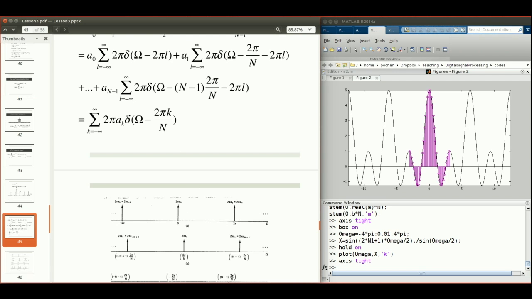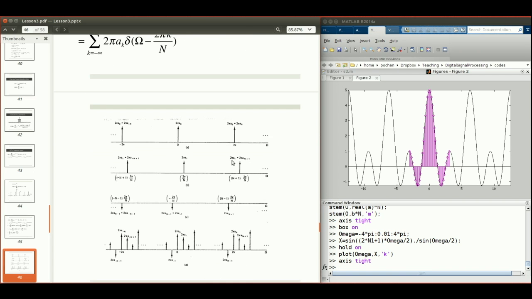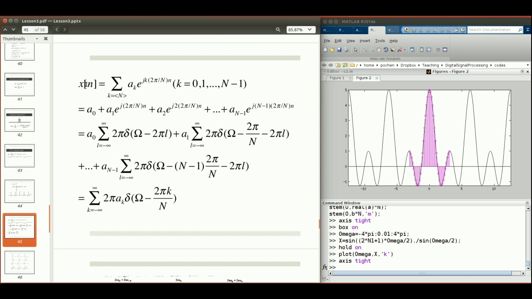And then for the second term, it's another impulse sequence, right? But the zeroth term, when L equals zero, the impulse is located at 2 pi over big N. That's this stick. And then every other stick is separated by a fundamental period of 2 pi. Right? And then you have the third impulse train, the fourth impulse train, and then the last impulse train. This is for big N subtract 1, big N subtract 1's term. And then the result is basically the result.